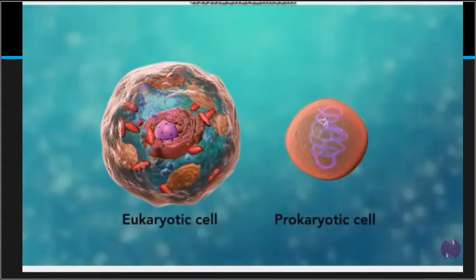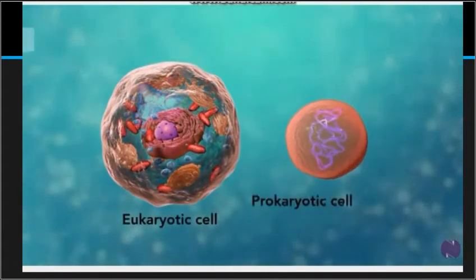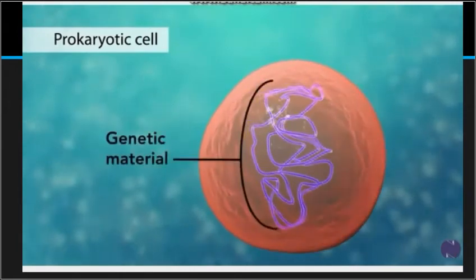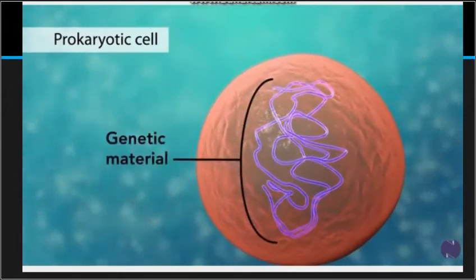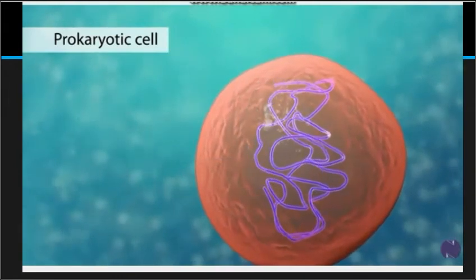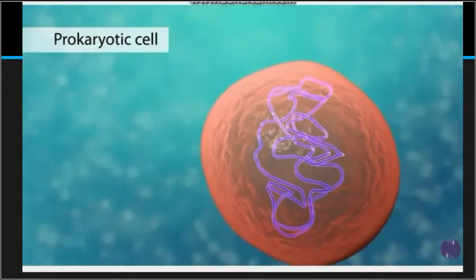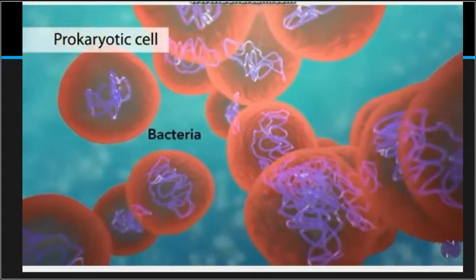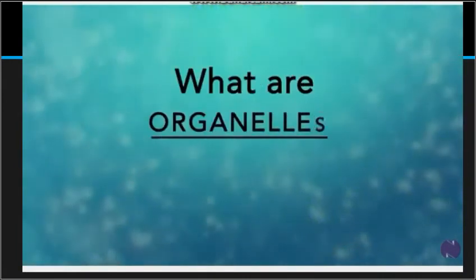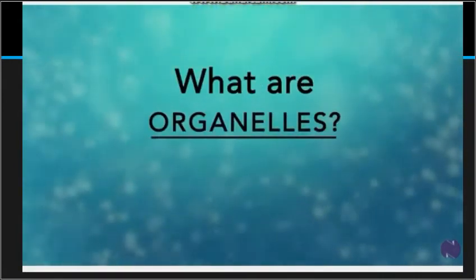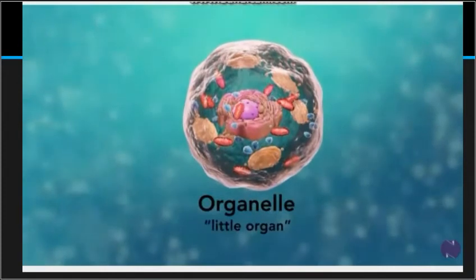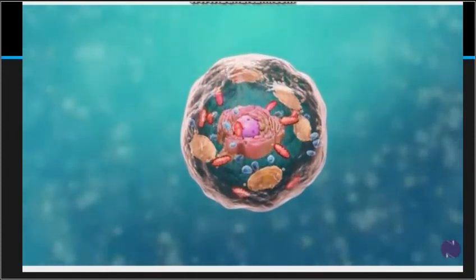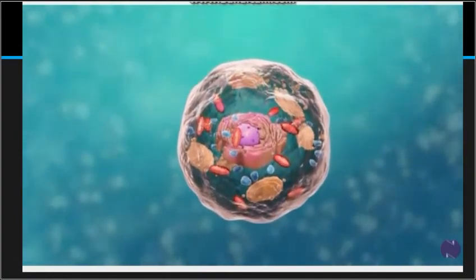The second category is prokaryotic cells. They don't have a nucleus or membrane-enclosed organelles. They do have genetic material, but it's not contained within a nucleus. Prokaryotic cells are always one-celled or unicellular organisms, such as bacteria. So, what are organelles? Organelle means little organ. Organelles are the specialized parts of a cell that have unique jobs to perform.